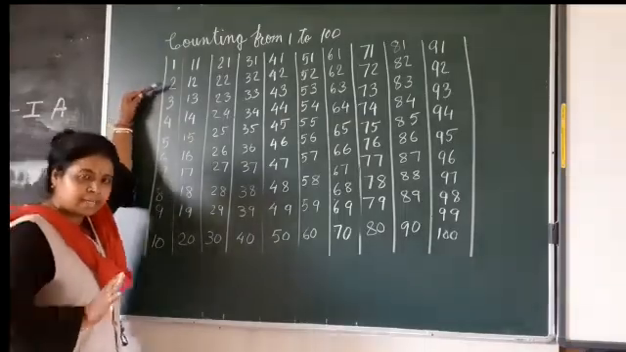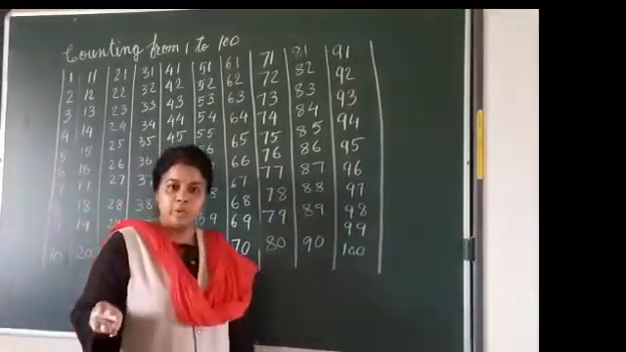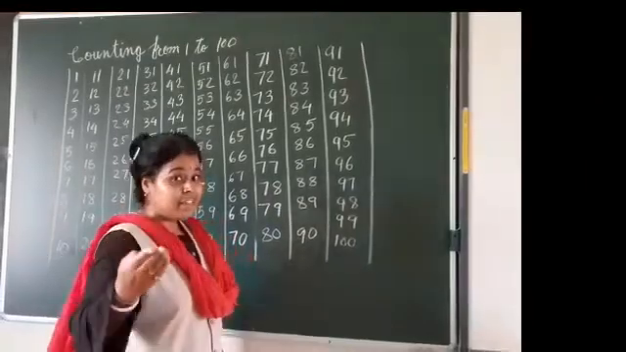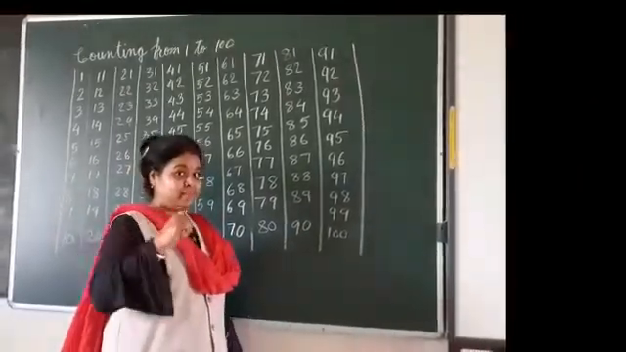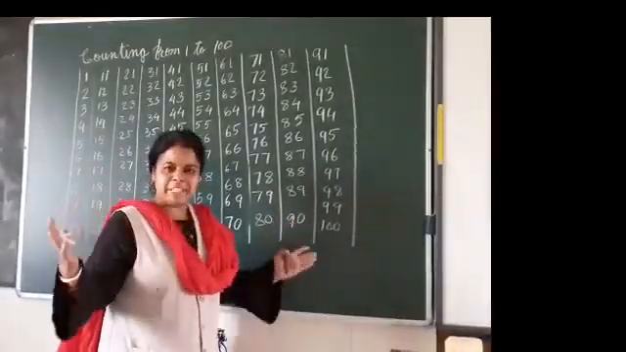Before 3, 2. Okay? So, if you know the forward counting and backward counting by heart, then everything will be easy.